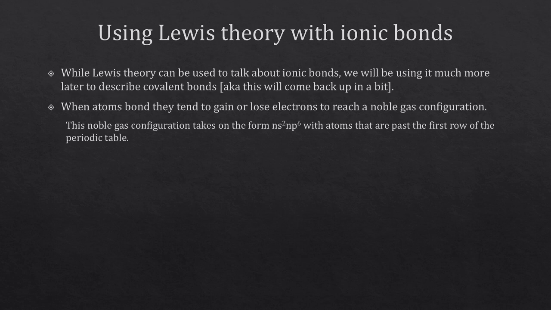So when atoms bond, they tend to gain or lose electrons to reach a noble gas configuration. What that looks like is the noble gas is going to take on some form of s2p6, with the exception of atoms in the first row, because that's where you don't have a p.